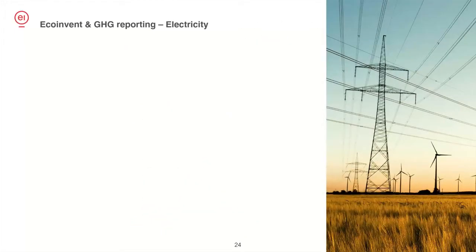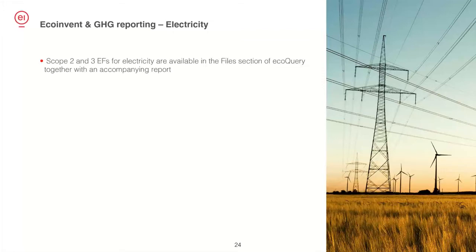Okay, so with the following slides, I would like to give you an overview about how ecoinvent data can be used for scope 2 and scope 3 GHG reporting for electricity, as well as for scope 3 reporting for purchased goods, services, and capital goods, transport, accommodation, and waste treatment. And since we were talking about the electricity sector earlier on, I will start with this.